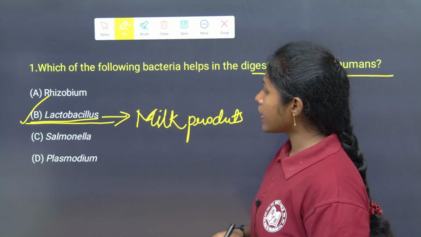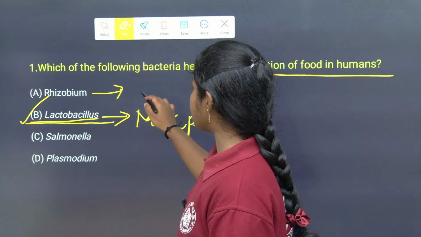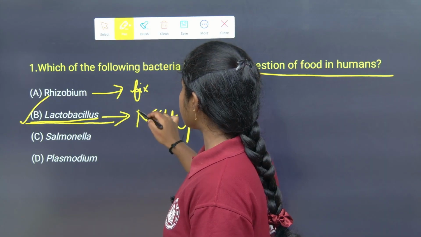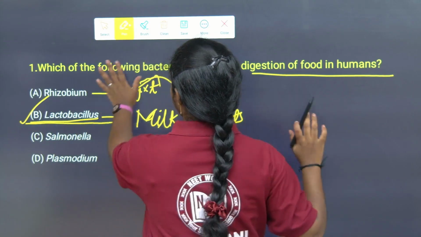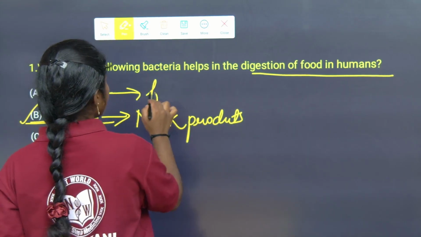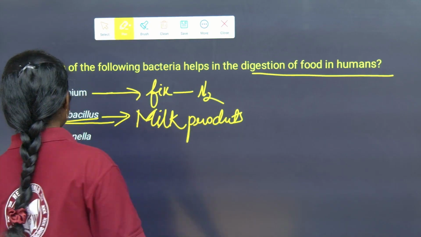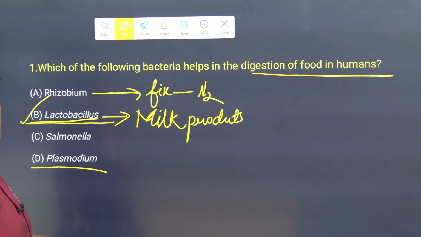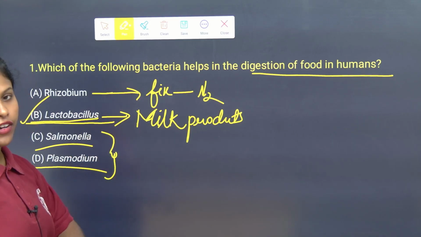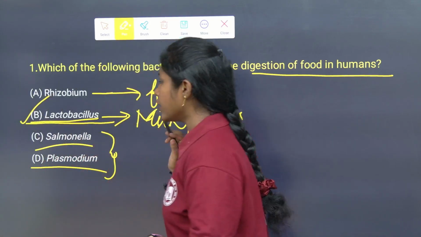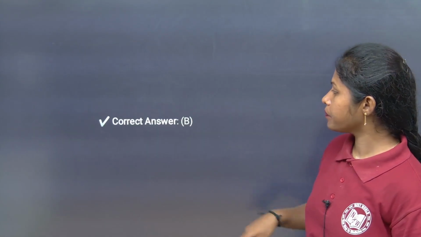And coming to rhizobium, children. Rhizobium is a bacteria. We all know that it helps in the fixation of nitrogen, right? Coming to the next, plasmodium is a protozoa, and these two, C and D, are causing diseases. They do not help in digestion in human beings. So that is the first question, children. Coming to the next one.